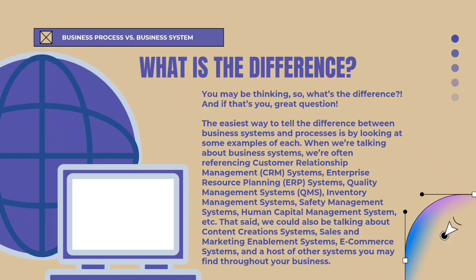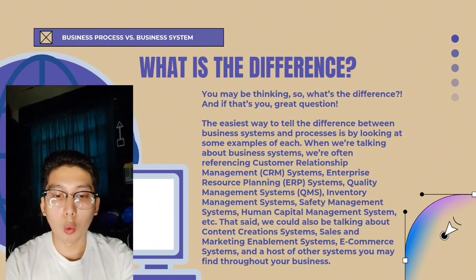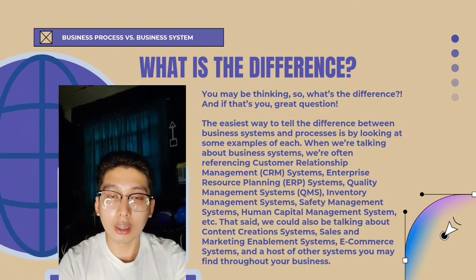The difference. You may be thinking, so what's the difference? And if that's you, great question. The easiest way to tell the difference between business systems and processes is by looking at some examples of each. When we're talking about business systems, we're often referencing customer relationship management, CRM systems, enterprise resource planning, ERP systems, quality management systems, QMS, inventory management systems, safety management systems, human capital management systems, etc.